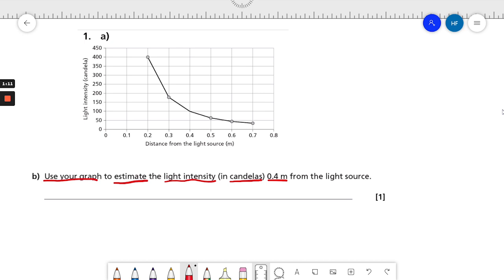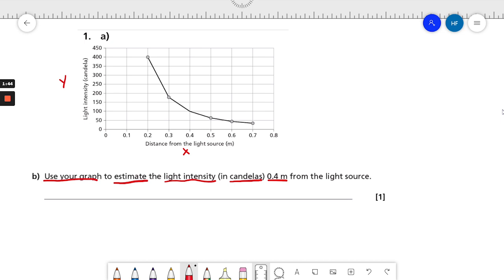Now let's have a closer look at the graph. The x-axis, which is here, is showing the distance from the light source in meters, whilst the y-axis up here is showing the light intensity in candelas. So we need to use the data we have plotted in the graph, and this graph is from the answer scheme, so it's not actually my graph, but your graph should look similar. And we need to use the line of best fit to predict or work out what the light intensity is.